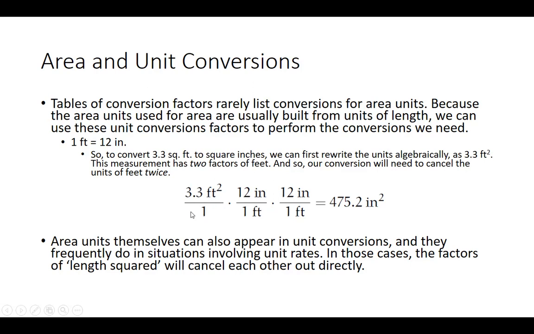So doing the math, setting it up, we start with 3.3 square feet over 1. We multiply by 12 inches over 1 foot. We multiply by 12 inches over 1 foot a second time. 2 factors of feet on the bottom cancel the square feet from the top. Inches times inches on top leaves us in inches squared like we want. 3.3 divided by 1 times 12 divided by 1 times 12 divided by 1 gives us 475.2 square inches.